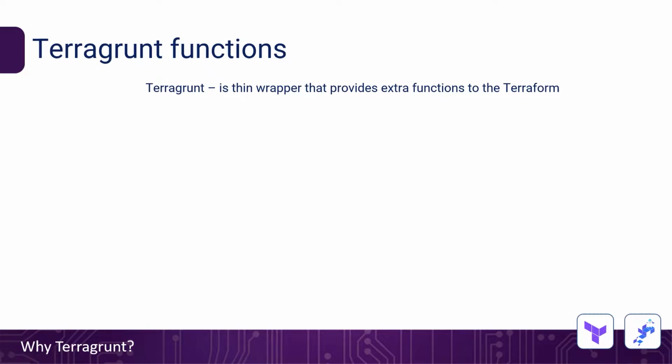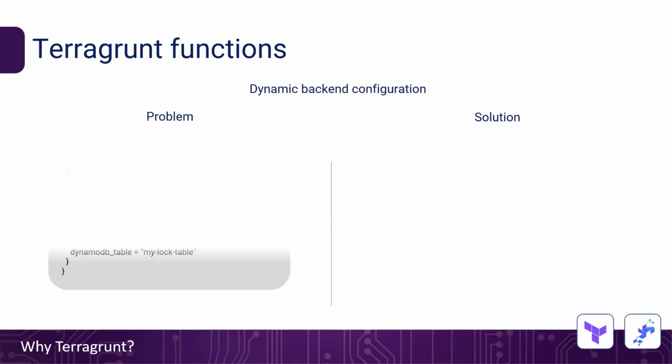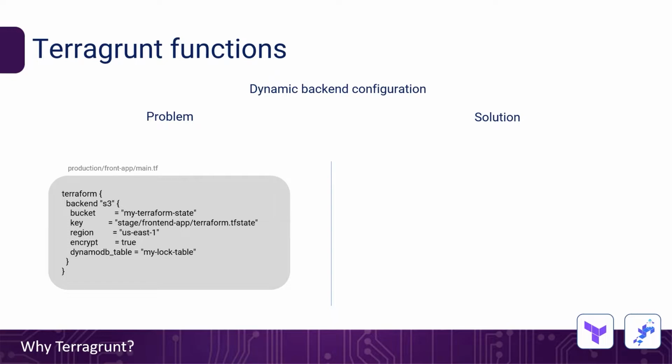To understand these options more, let's review the problems we can have with Terraform. The first problem is that Terraform supports only static backend configuration. For example, we have the production environment, and we are using for this environment the same S3 bucket for storing states and the same DynamoDB table for the logs. So our problem is that we need to duplicate this information for each application, because we are not able to use variables instead of backend values.